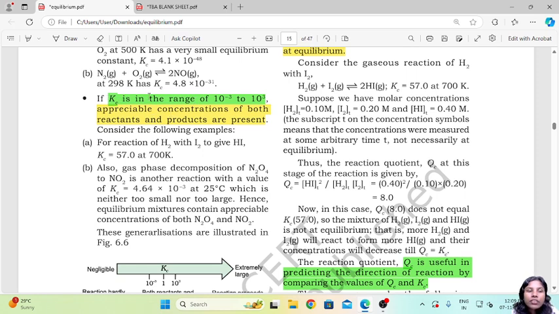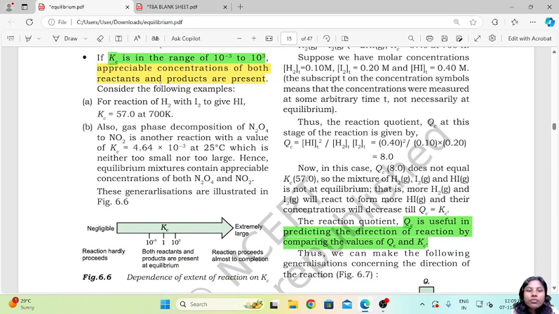Next, if Kc is in the range of 10 raised to minus 3 to 10 raised to 3, that is, in between values, then appreciable concentrations of both reactants and products are present. So if the value of Kc ranges between 10 raised to minus 3 and 10 raised to 3, we can say that there is appreciable concentration, as in there is enough concentration left over on both sides, on the reactant side as well as the product side.